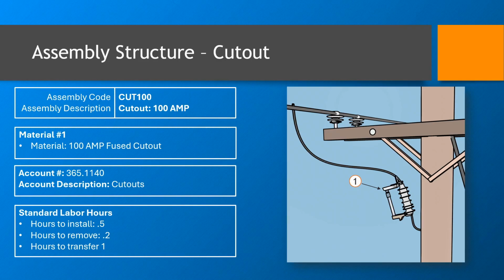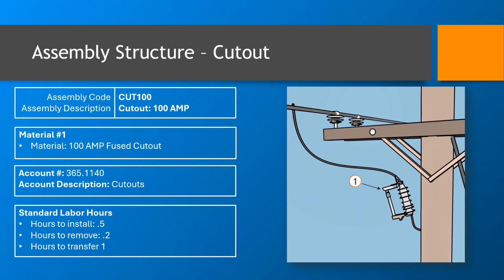Here, there's just one material for a 100 amp fused cutout. The account number for this assembly is 365.1140, which is the account for cutouts, and it has standard labor information for half an hour to install and 0.2 hours to remove with 1 hour to transfer. The transfer time represents the time it would take to remove the cutout off the pole and then to put it back on, whether the pole is to be replaced or if the cutout is to be moved to another pole nearby.